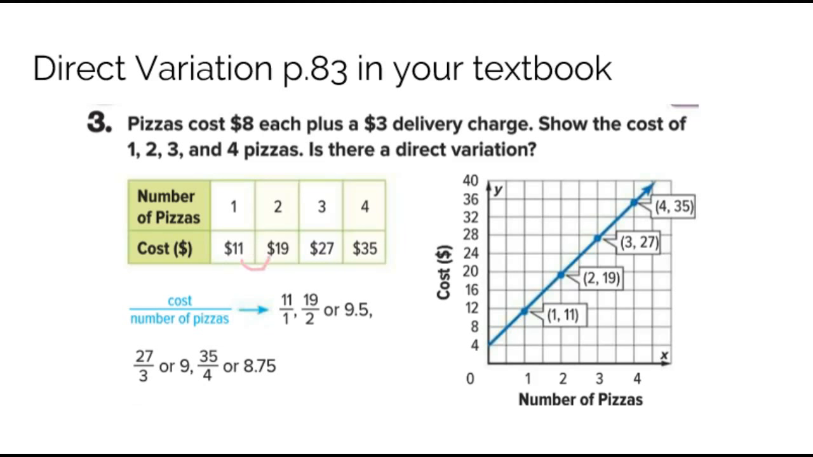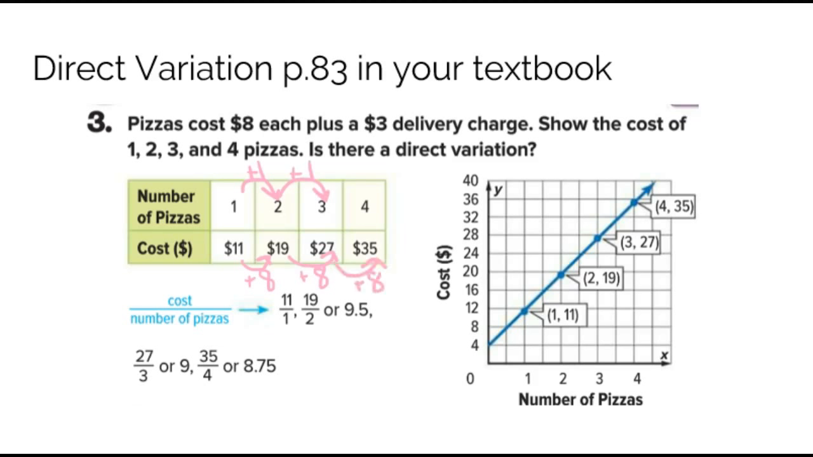If we look at our rate of change right here, $11 to $19, this is a plus 8. From 1 to 2 pizzas is a plus 1. So right here, my rate of change is 8 to 1. This is going to carry through. 19 to 27 is plus 8. 2 to 3 is plus 1.